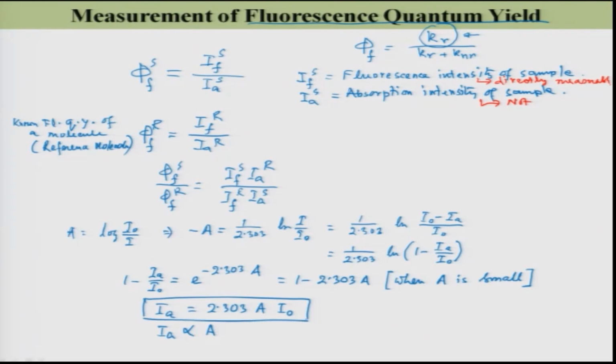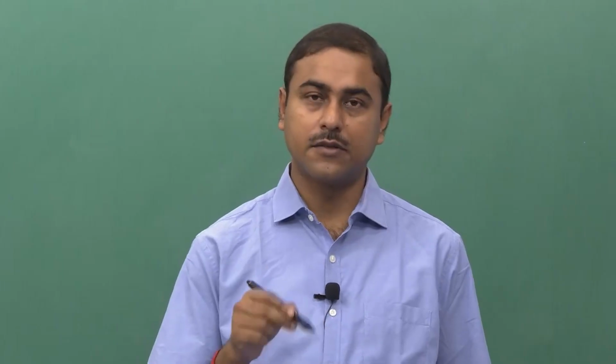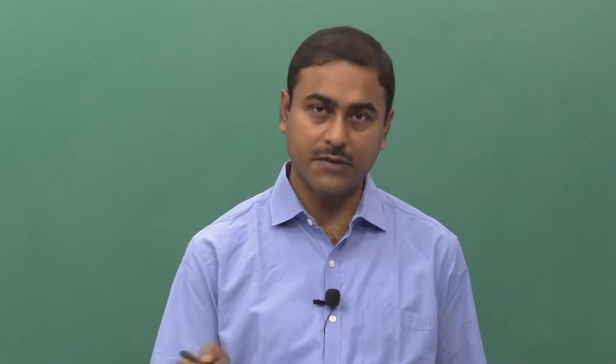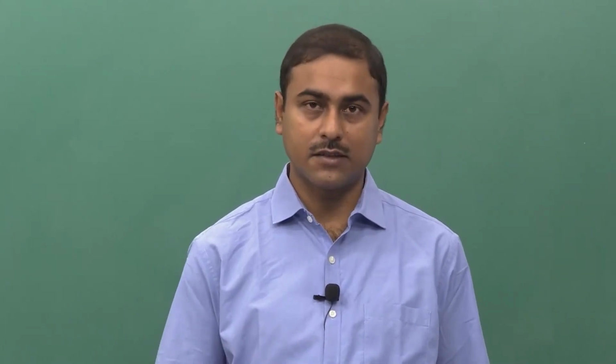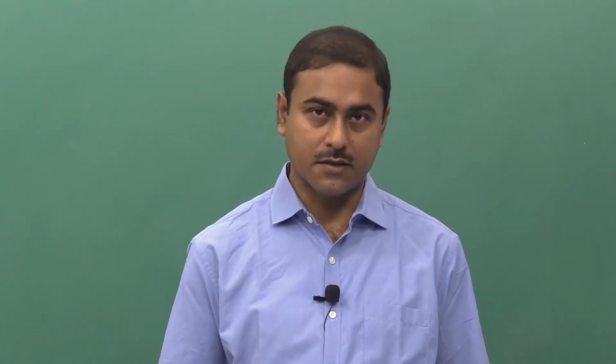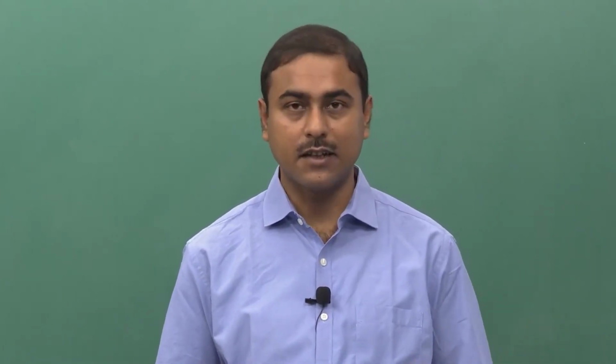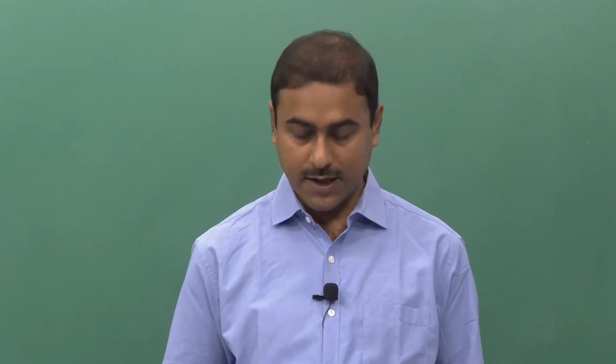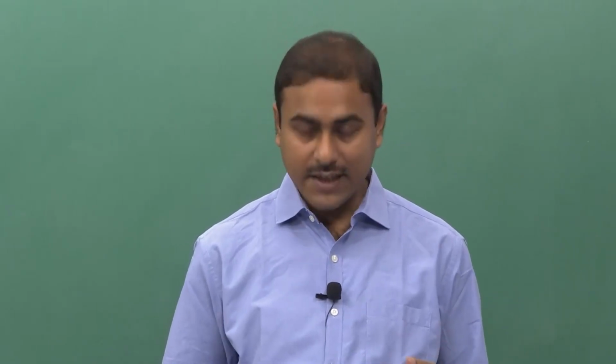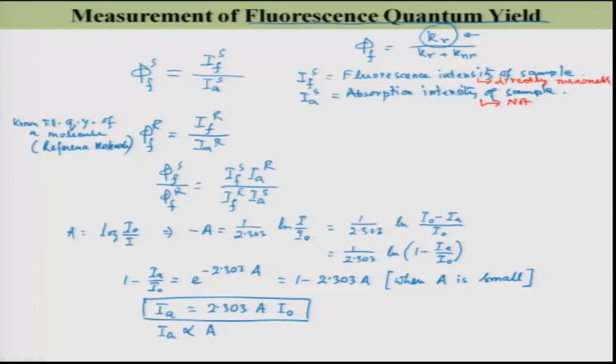Just look at this equation, right. So, if this I_0 is fixed, fixed means that when you are going to measure the intensity of the fluorescence for your sample and when you measure the intensity of fluorescence of your reference, in both the cases the I_0 has to be fixed, the intensity of the excitation light has to be fixed, right. In that case, this I_A can be replaced by this A. So, what can I write?